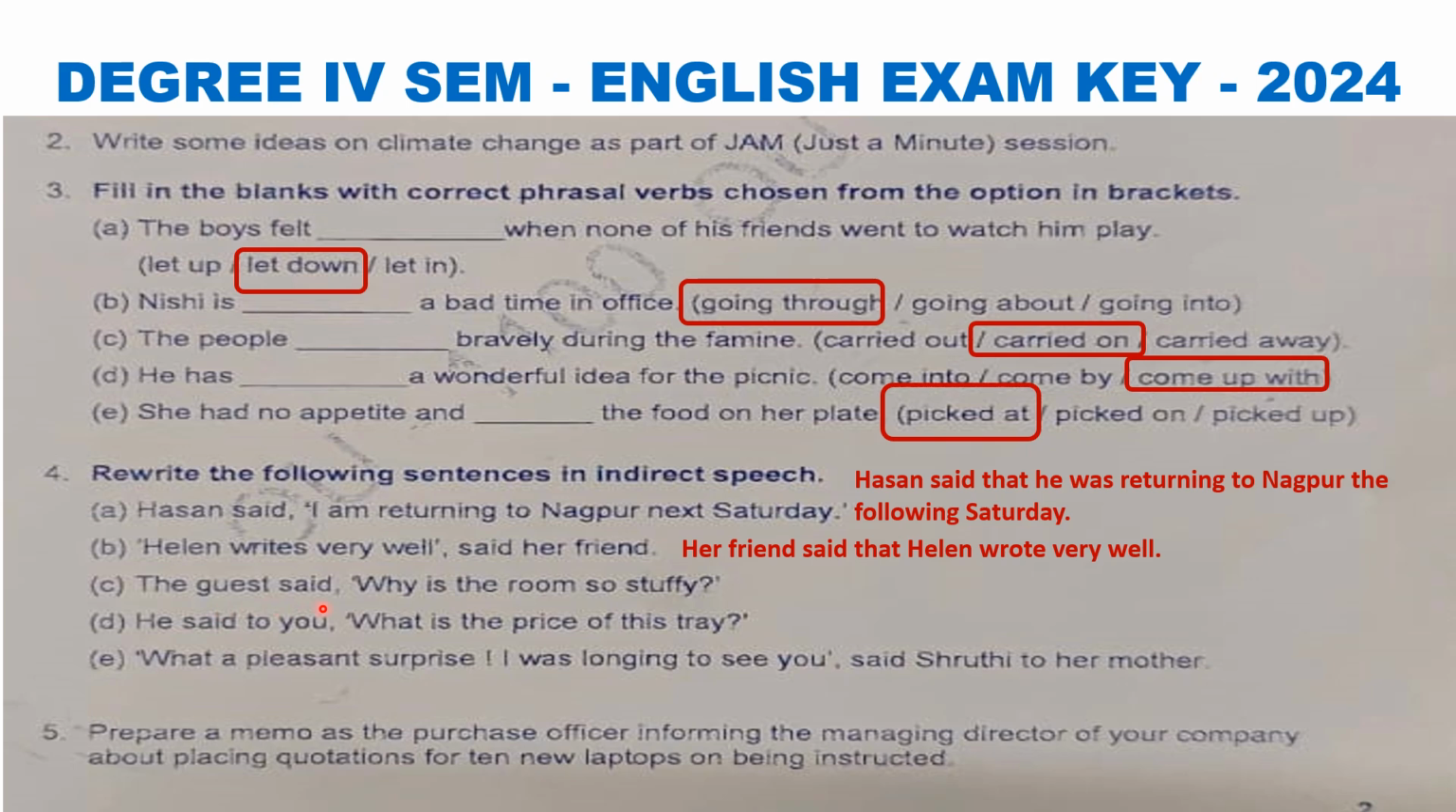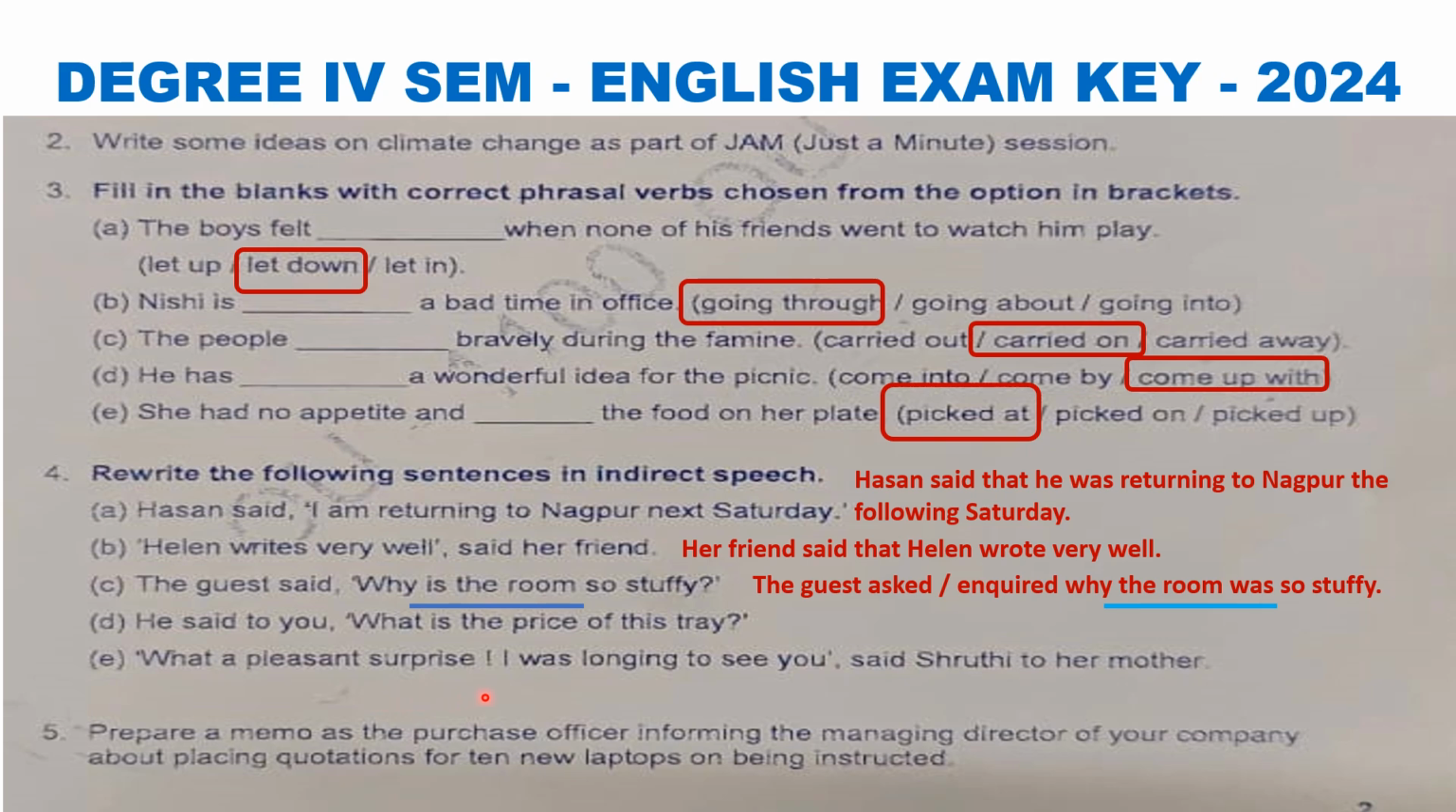Okay, the guest said, why is the room so stuffy? So here it is a question, so your reporting verb should be asked. The guest asked or inquired why the room was so stuffy. The room is, the room changes to the room was. The subject and verb order changes; here it starts with the subject, the room was. So, is the room becomes the room was stuffy.